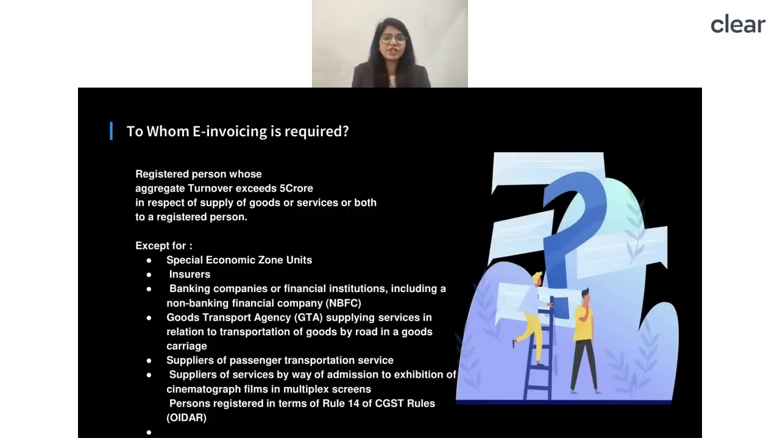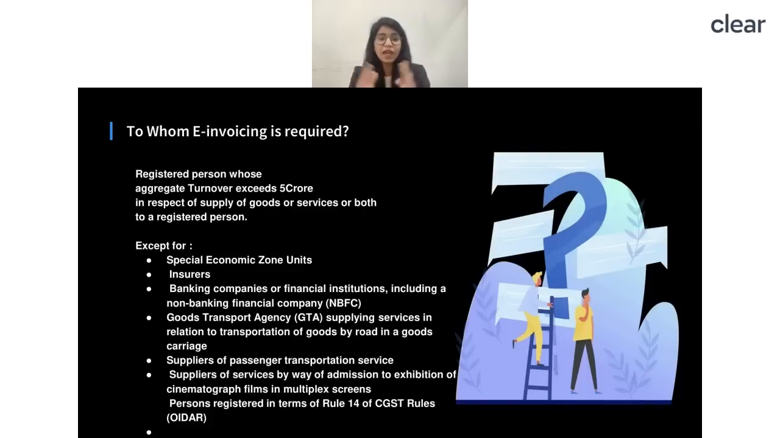Today, if I'm a GTA, am I liable to generate an IRN for all my B2B documents? The answer is no. For GTA, e-invoicing is not applicable. If I'm into passenger transport service, e-invoicing is not applicable. If I'm into insurance business, it is not applicable. If I'm a bank, e-invoicing is not applicable. So there are certain criteria where the government says if you are into this business, e-invoicing is not applicable to you. That's another important point. Yes, there are certain exemptions. If I'm into a business which is listed, and which you can see on your screen also, then e-invoicing is not applicable to me.